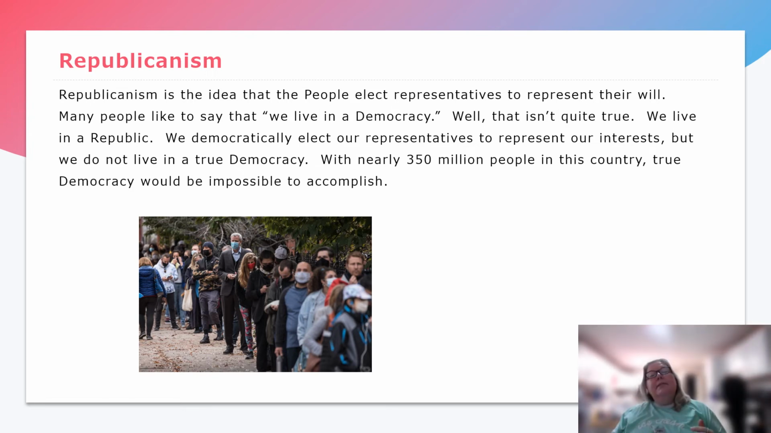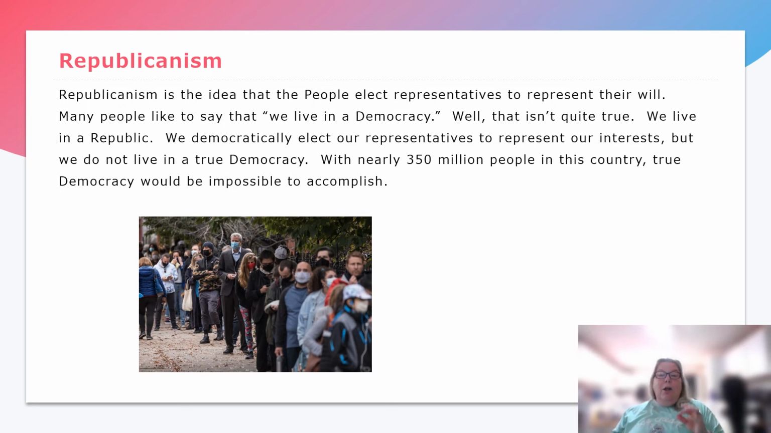So I hear a lot of people say, well, we live in a democracy. And I'm like, no, we don't, Chief. We don't live in a democracy. That's not true. We live in a republic. We democratically elect our representatives to represent our interests, but we do not live in a true democracy. And we have nearly 350 million people in this country. So a true democracy would be impossible to accomplish.